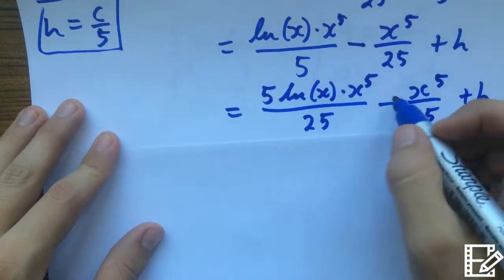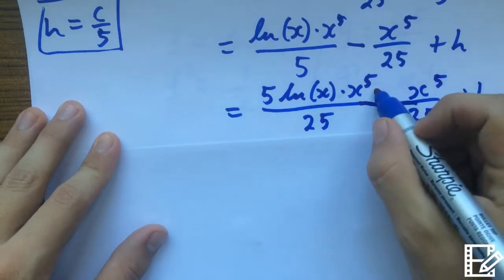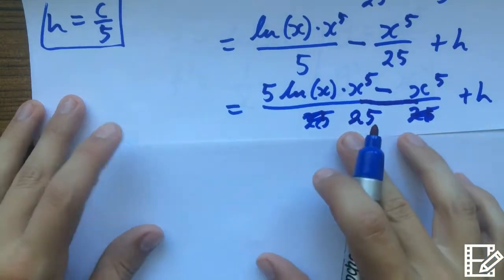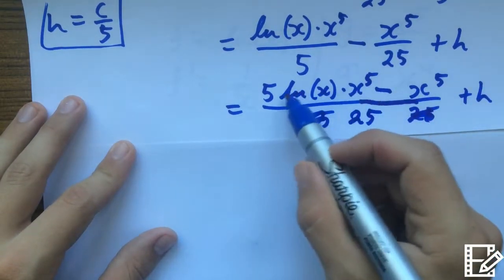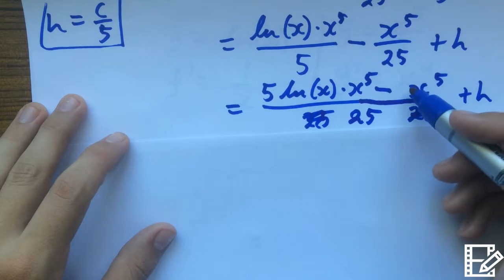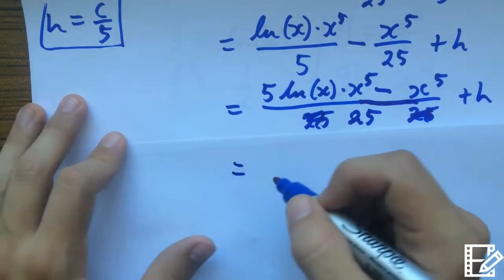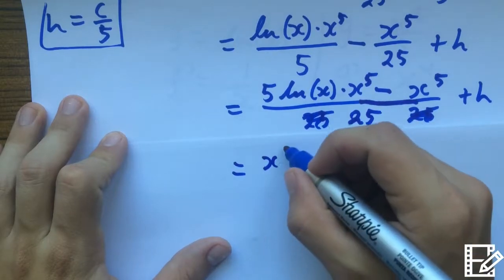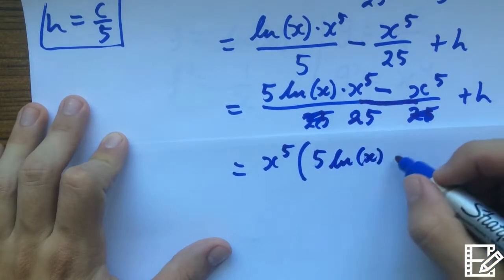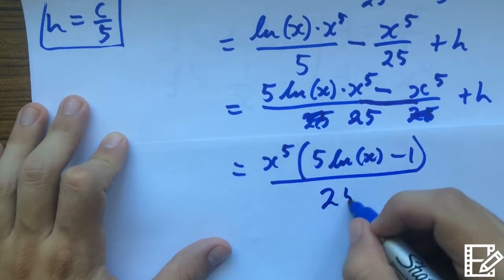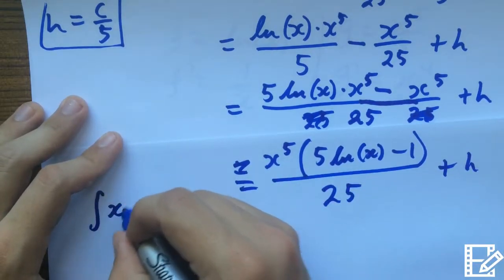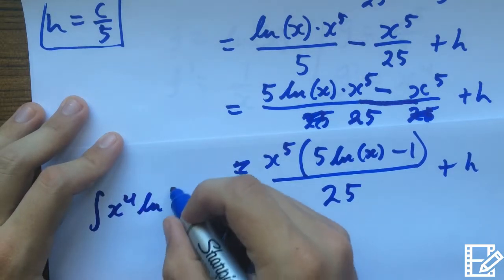So essentially we could just join this together, put the minus sign up here, and just put a 25 in the middle. Now that it's together, if you notice there's an x to the power of 5 multiplied to this side, and an x to the power of 5 multiplied to this side. Well, it's multiplied to the negative 1 that's there. So we can factor that out, and we can have x to the power of 5, bracket 5 ln of x, minus 1 over 25 plus h. And that is the answer to the integral of x to the power of 4 ln of x.